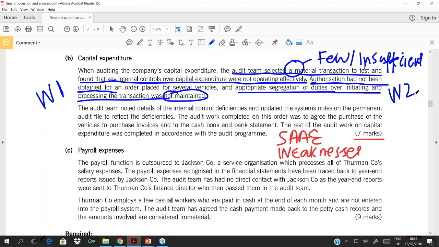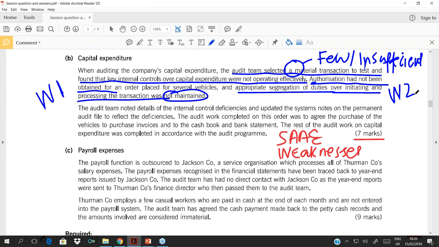The audit team noted details of the internal control deficiency and updated the system notes on the permanent file to reflect the deficiency. So the audit team noted the details of the deficiency, right? I think that's good, to note the deficiency. They did note the deficiency and update the system notes on the permanent file. Should we just note the deficiency, or should we inform the management of the deficiency as well?